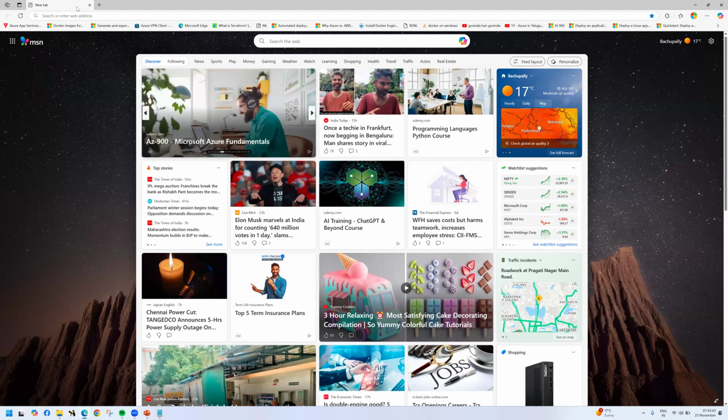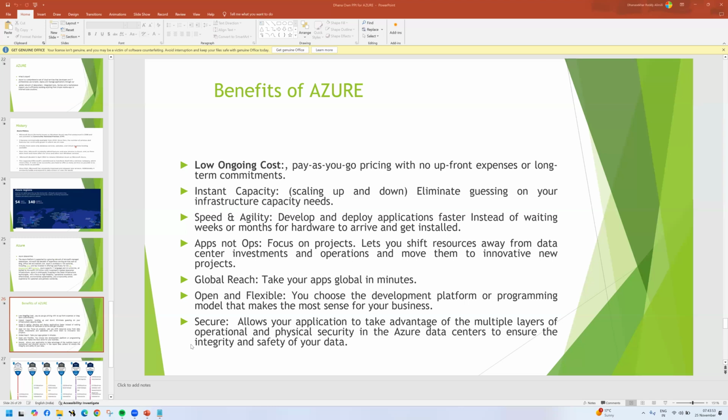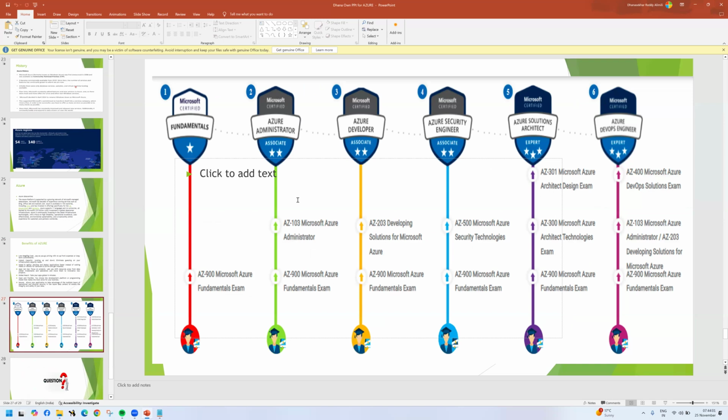Yeah, let it be. So that is the security. Nobody can hack the data, nobody can track the data. That is the power of Microsoft Azure. Next, the final thing: this is the certification information, guys.